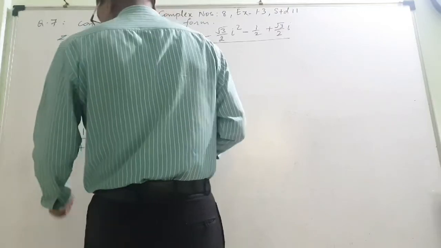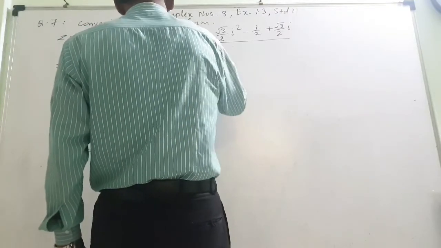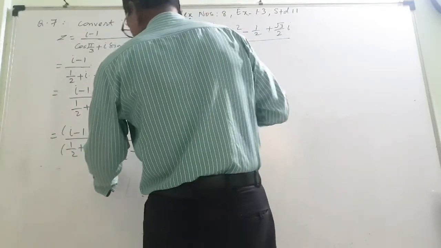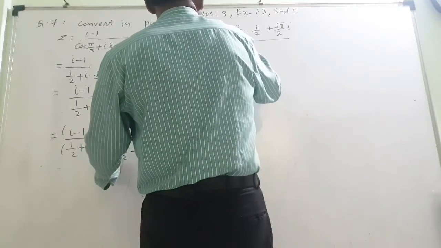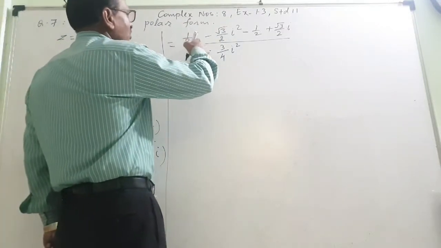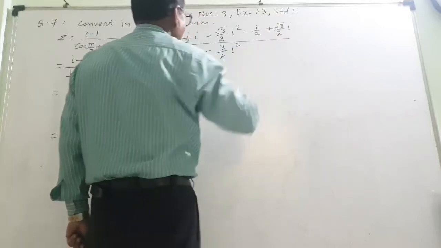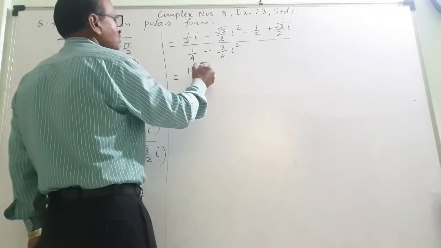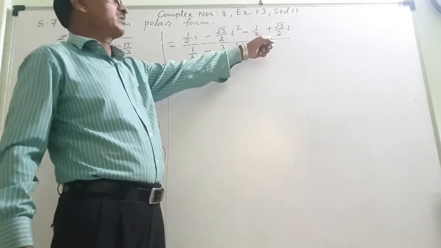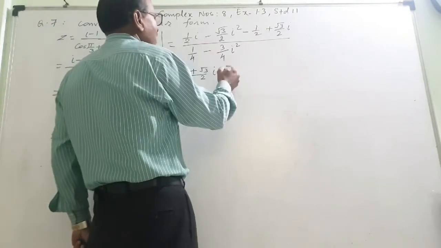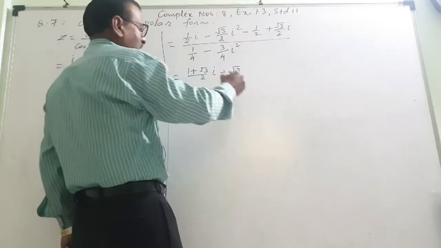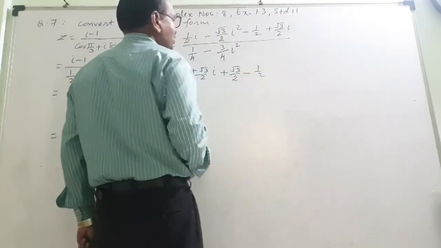That is, 1 upon 2 bracket square is 1 upon 4 minus. Now the square of this: root 3 square will be 3, 2 square will be 4 and i will be i square. That is equal to this 1 upon 2i and this is root 3 upon 2i. That will be 1 plus root 3 upon 2i. Check it. This will become plus root 3 upon 2. Why plus? Because this i square means minus 1.